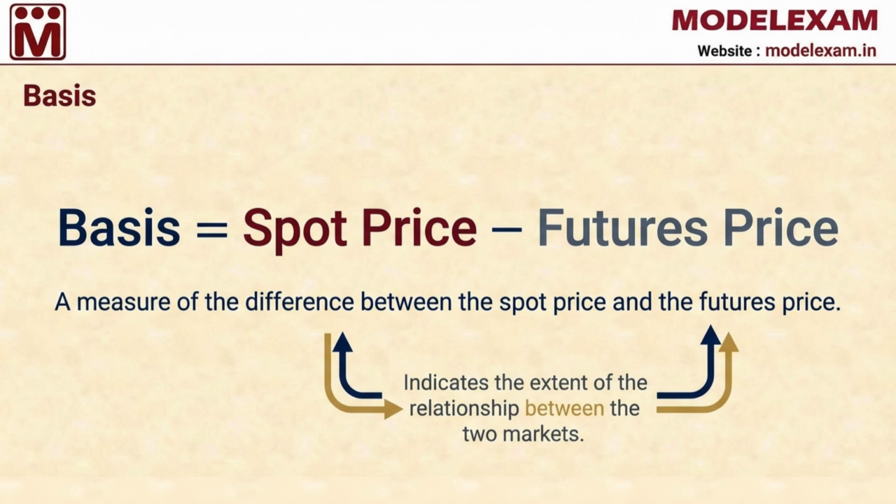Now that we have the spot price and the futures price, we can look at the relationship between them, which is called the basis. You can calculate this using a simple formula. Basis equals spot price minus futures price. It is essentially a measure of the difference between what an asset costs right now versus what it will cost at a future date. Watching the basis helps you understand the strength and direction of the relationship between the spot market and the futures market.